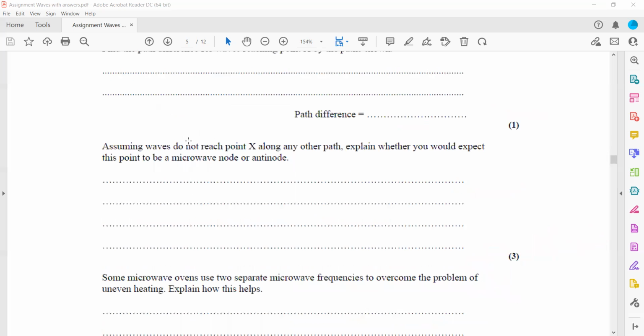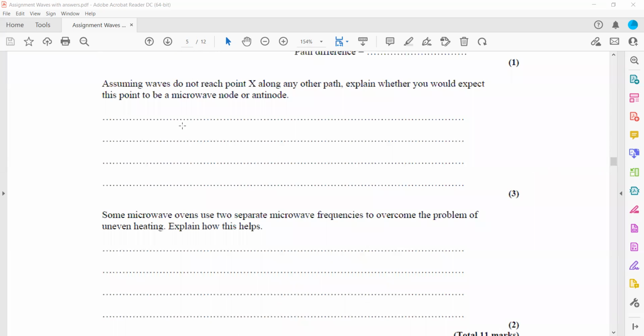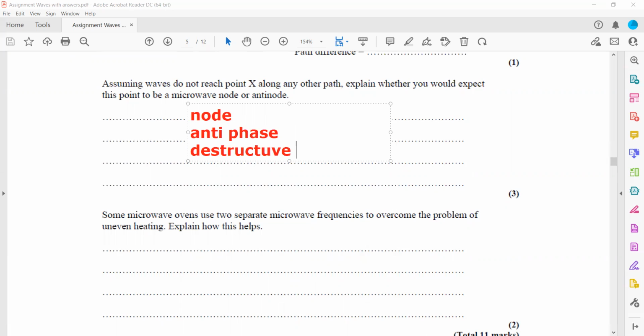Here, assume that the waves do not reach point X along any other path. Explain what you expect, node or antinode. So we expect a node, because the waves will be in anti-phase. There will be destructive interference. The two waves will cancel out the effect of each other.